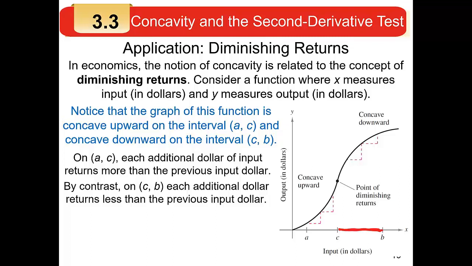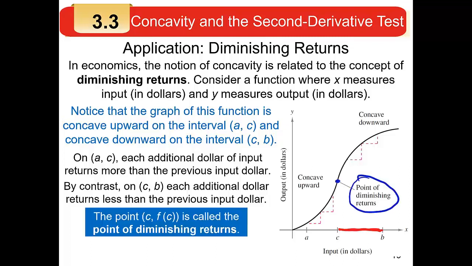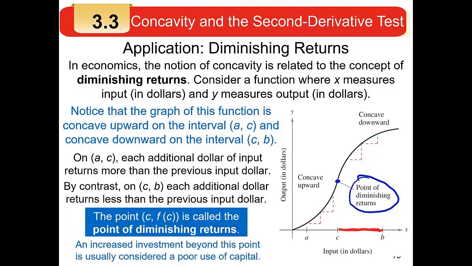Spending a little bit more money maybe on advertising doesn't increase the sales that much. That idea is the idea behind the point of diminishing returns. And that point, which is exactly an inflection point where the concavity is up on the left and down on the right, is your point of diminishing return. Typically in economics, increasing your investment beyond that point of diminishing returns is considered a poor use of capital because you're not getting that much out of it anymore. Whereas beforehand, it seems to be a worthwhile investment.